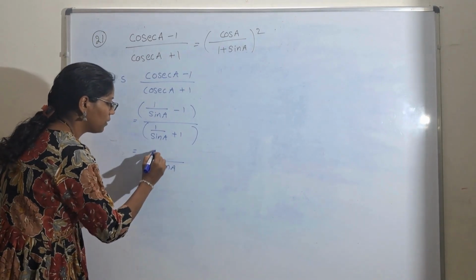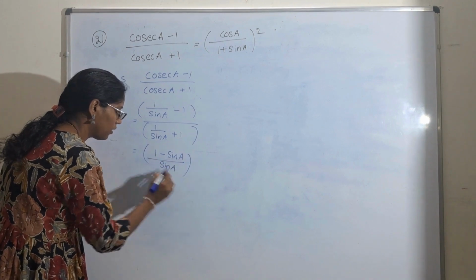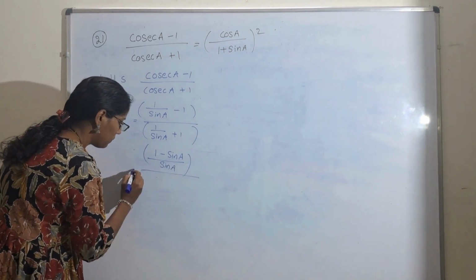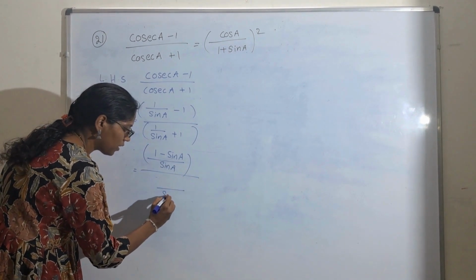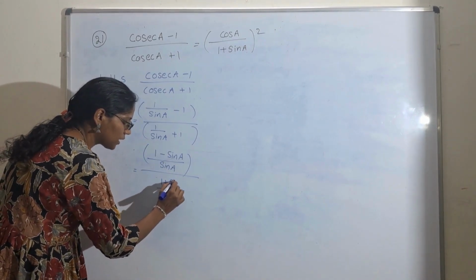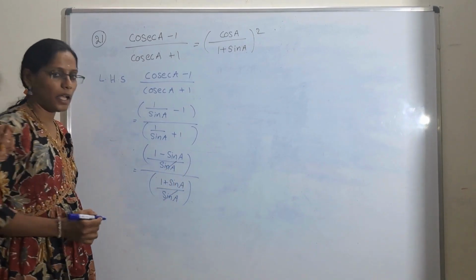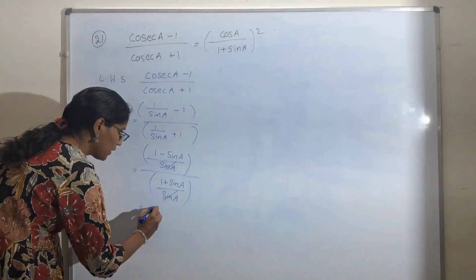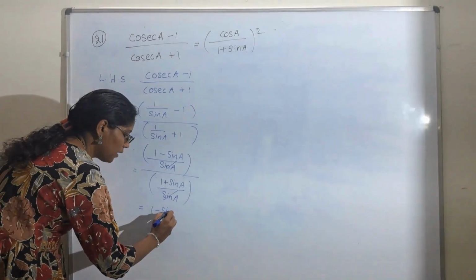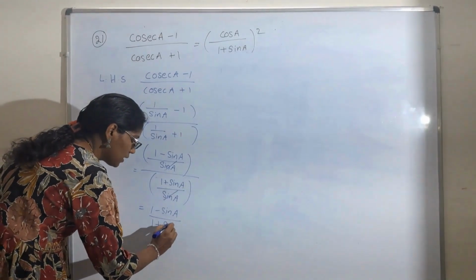Sin A, (1 minus sin A) by the denominator, also as it is LCM, sin A, (1 plus sin A). Here sin A cancels, it will go. Remaining: 1 minus sin A by 1 plus sin A.